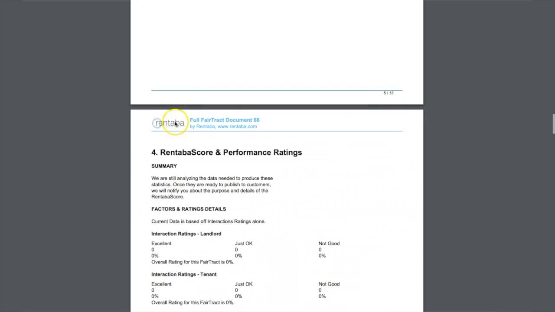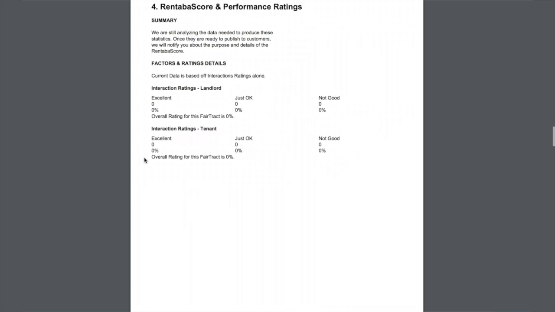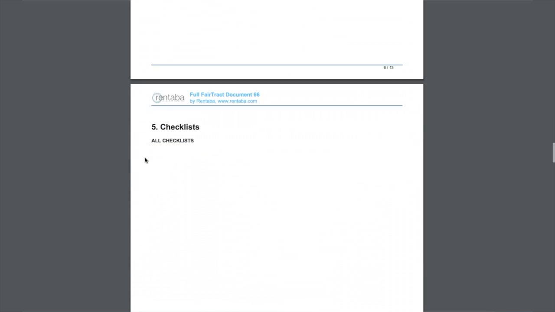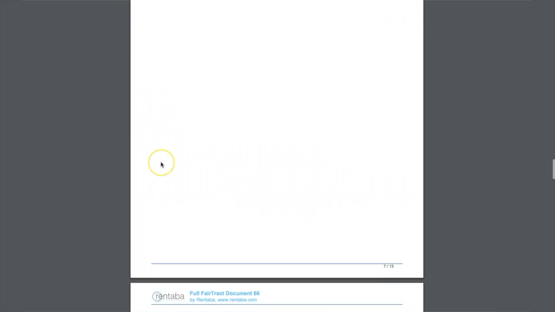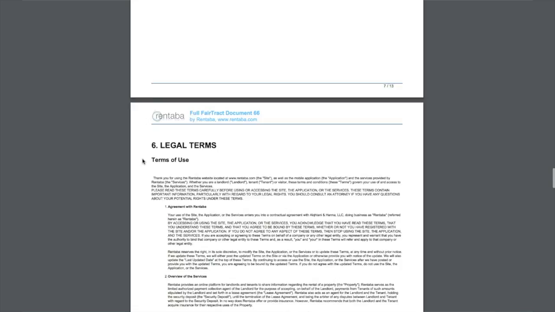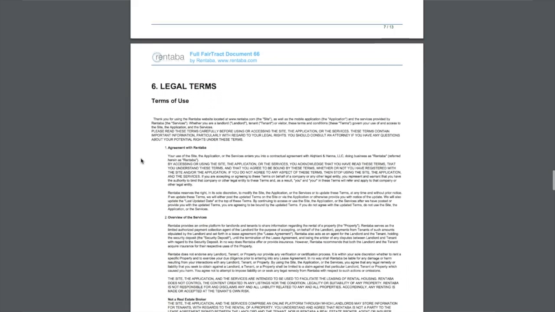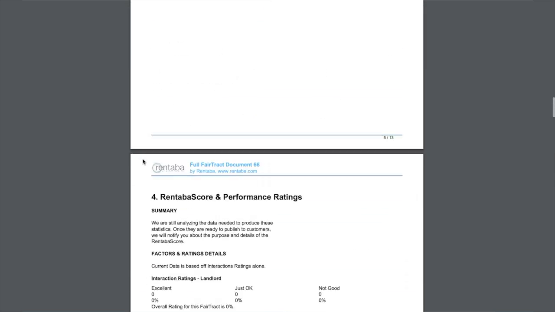This is Rentaba's proprietary rating system. You can think about this like the Carfax for the rental industry. The fifth section is the checklist with all uploaded pictures from you and your tenants. The sixth and last section is the legal terms that govern your relationship with your tenants and give you all the legal protections that are commonly found in contracts.